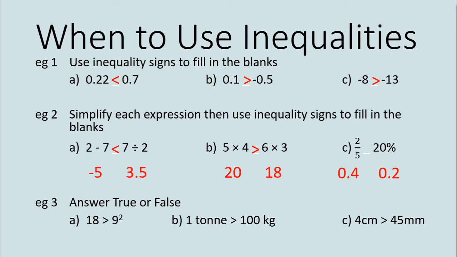So clearly, which one is bigger? 0.4 is bigger than 0.2. So 2/5 is greater than 20%.